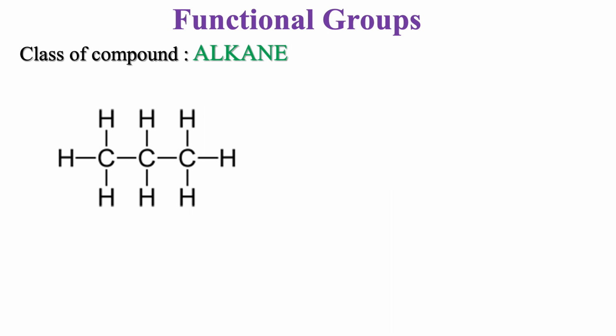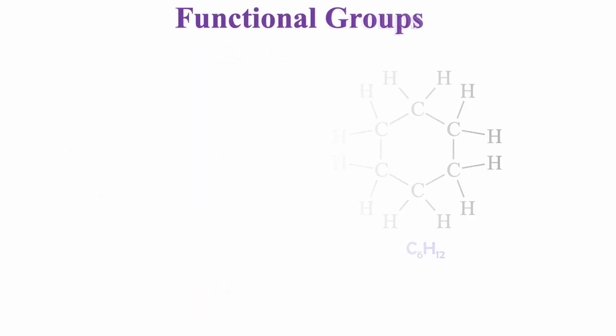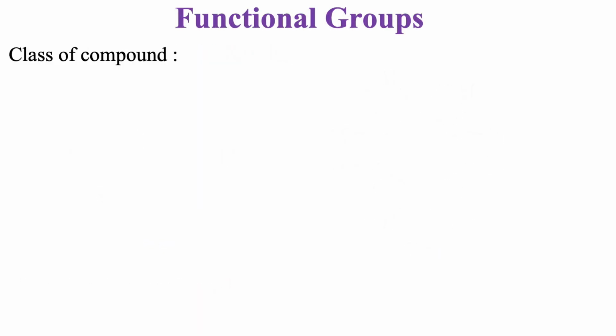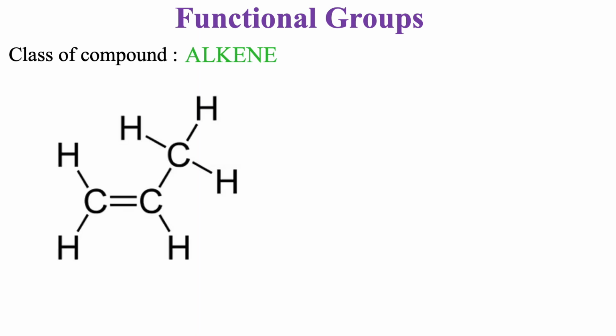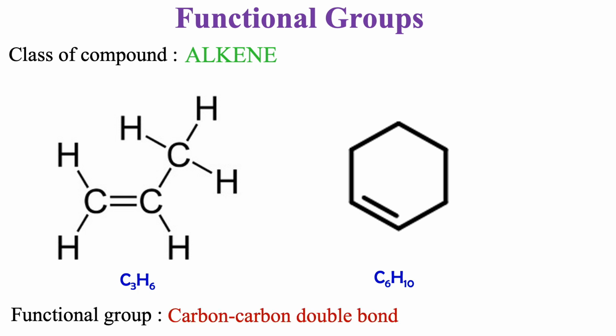The first class of compound is alkane. This is an example of an alkane compound. For alkane compounds, there is no functional group as this molecule only has carbon-carbon single bonds. The next class of compound is alkene. This is an example of an alkene compound. The functional group of alkene compounds is the carbon-carbon double bond, as we can see from the structure of the molecule.